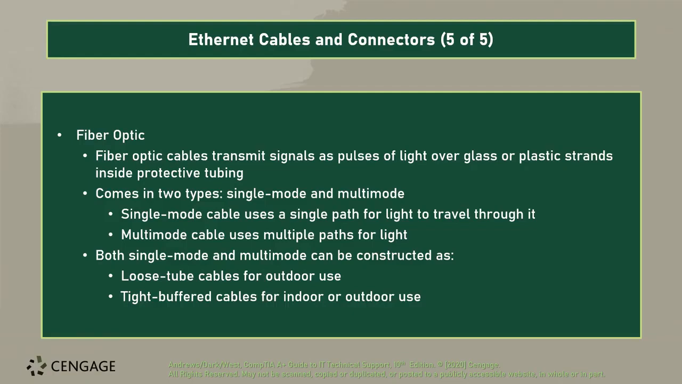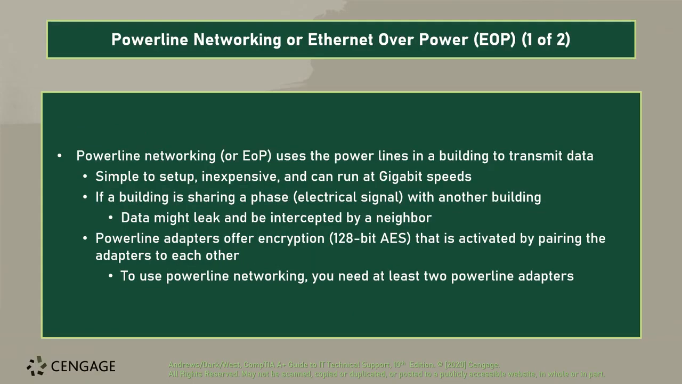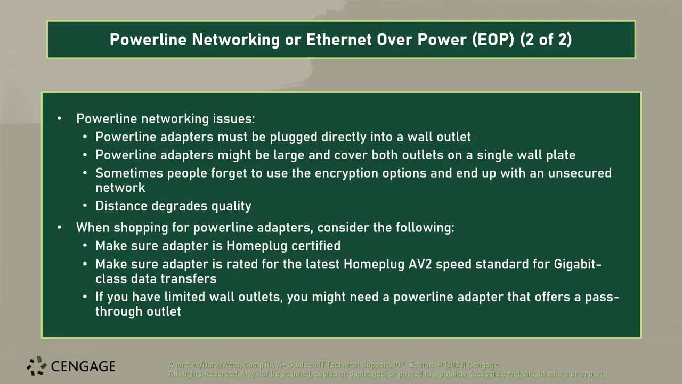Power line networking, or EOP, uses the power lines in a building to transmit data. It's pretty simple to set up. If you share an electrical signal or a phase with another building, data could theoretically leak, but this is unlikely. Most places I've installed EOP are in residential buildings. Power line adapters offer a bit of encryption that's offered by pairing the adapters to one another. This is a 128-bit AES signal. In order to use power line networking, you need at least 2 power line adapters. Now, there's also what they call PoE.